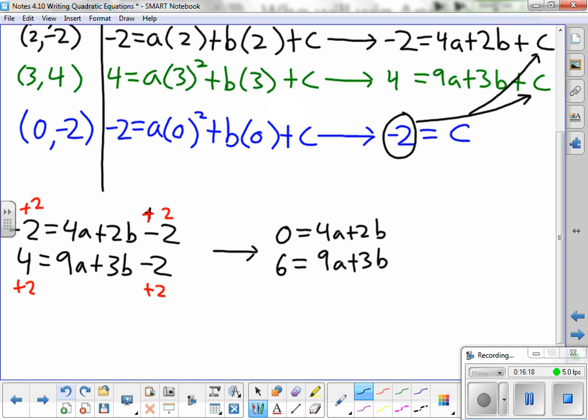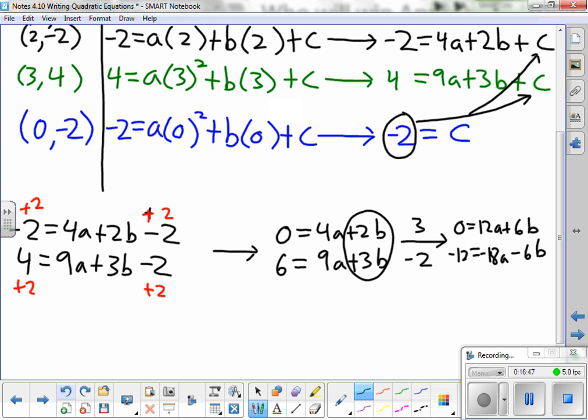All right, so now what I'm going to do is just solve this by elimination, linear combinations. Doesn't matter which one you get rid of, so I'll focus in on the b's. So I'm going to make those opposites. So I'm going to multiply the top by 3, bottom by 2. And one of them should be a negative. So there you go. So the top by 3 will be 0 equals 12a plus 6b. Bottom is going to be -12 equals -18a minus 6b.